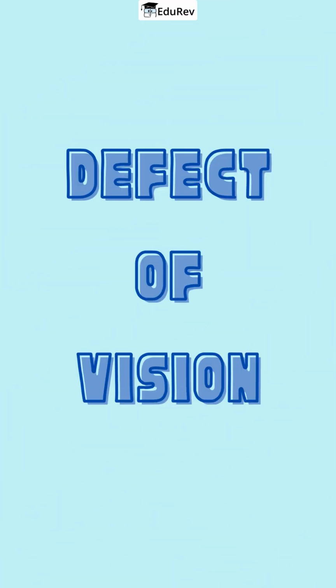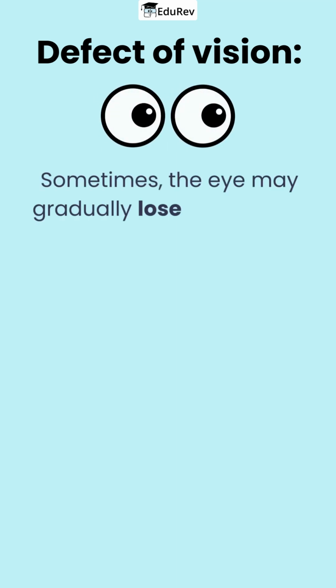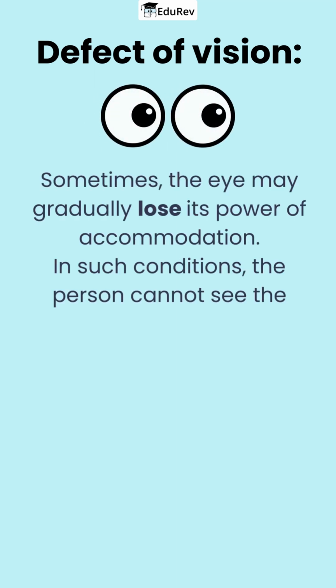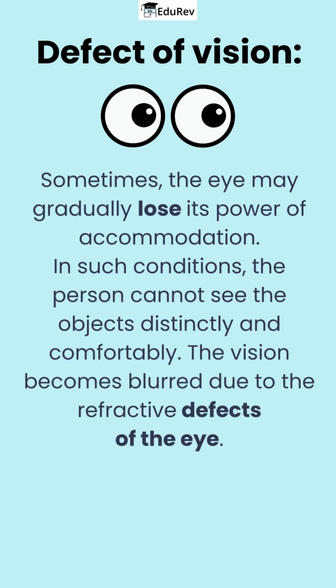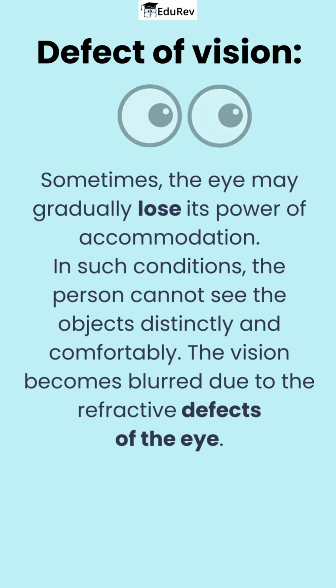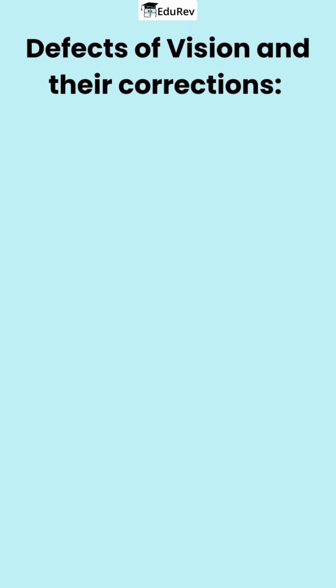Defects of vision. Sometimes, the eye may gradually lose its power of accommodation. In such conditions, the person cannot see the objects distinctly and comfortably. The vision becomes blurred due to the refractive defects of the eye. Let us now discuss different defects of vision and their corrections.